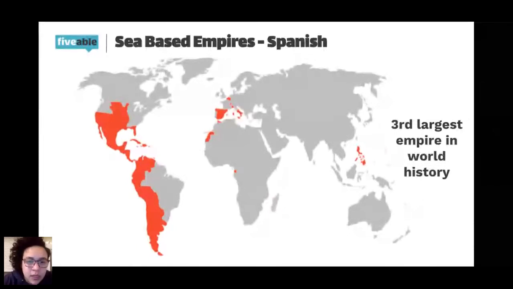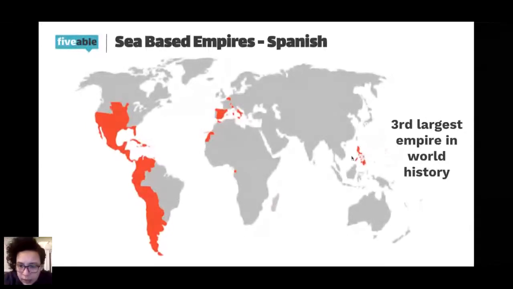So the Spanish Empire is the third largest empire in world history. The first one is the British Empire, which you'll see a map of in a second. The second one was the Mongols, which would have been the largest land-based empire, and then the Spanish. So the Spanish have a ton of area, right? Obviously Spain is on here, but then they've got a huge chunk of North America and all of Central America and the entire west coast of South America, and what would this be? Indonesia, or no, the Philippines. Sorry, so this would have been the Philippines, right?